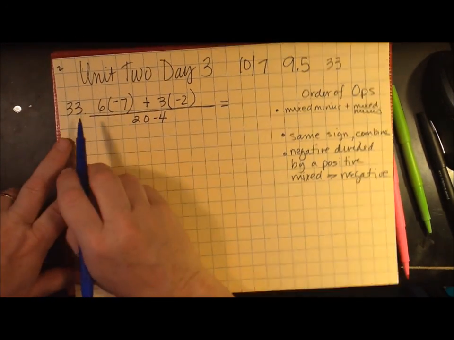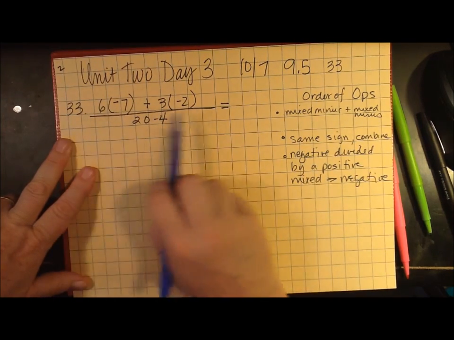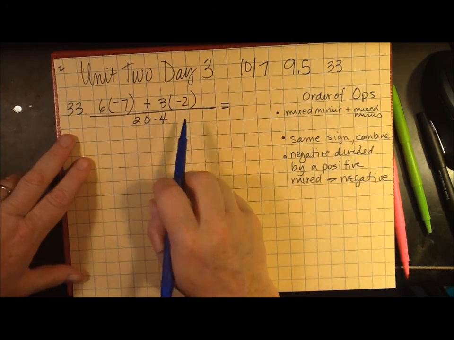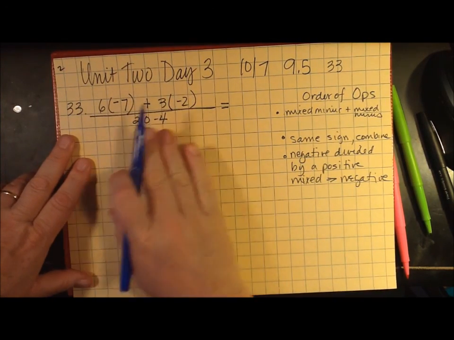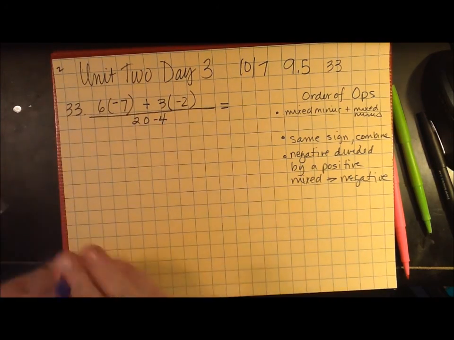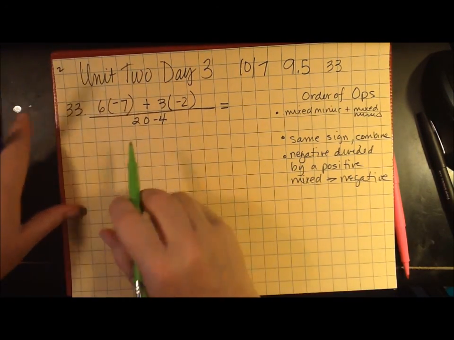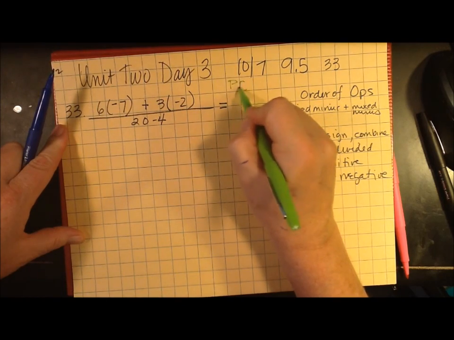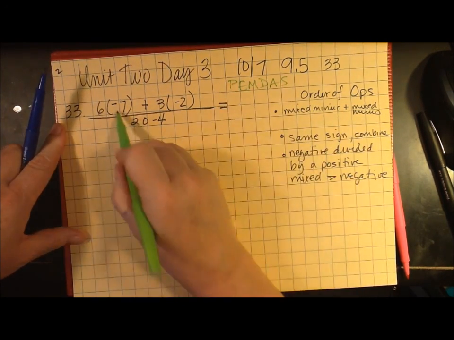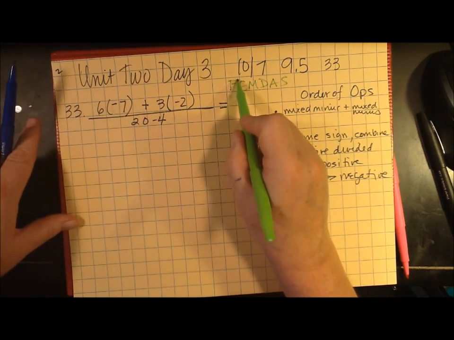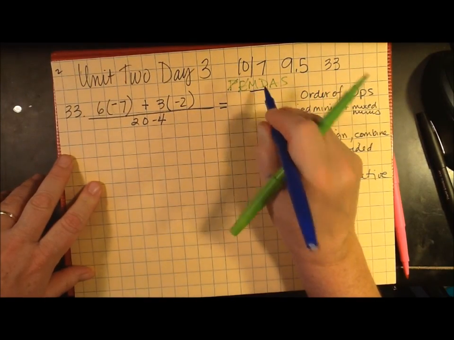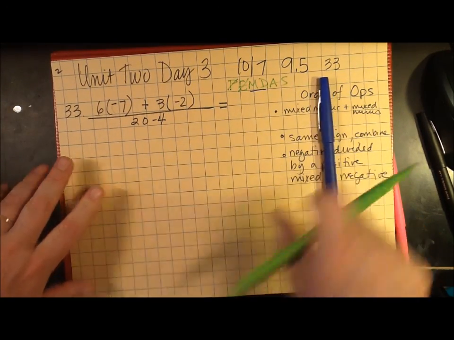Here is problem number 33. This is a division problem. It's also a fraction. Same idea. We're going to handle the numerator first, and then we're going to do the denominator. Up here we're going to worry about order of operations, so remember, with PEMDAS, there's nothing to do in the parentheses, so I don't worry about that. There are no exponents. First I have to multiply and divide before I can add and subtract.